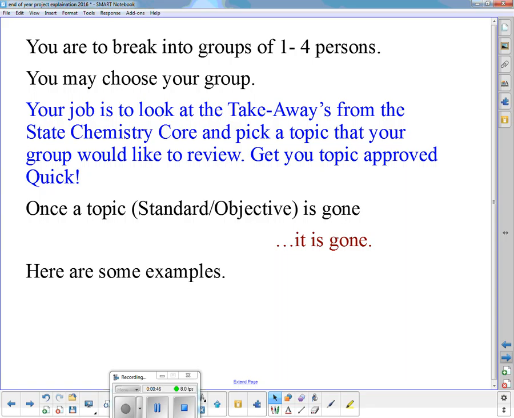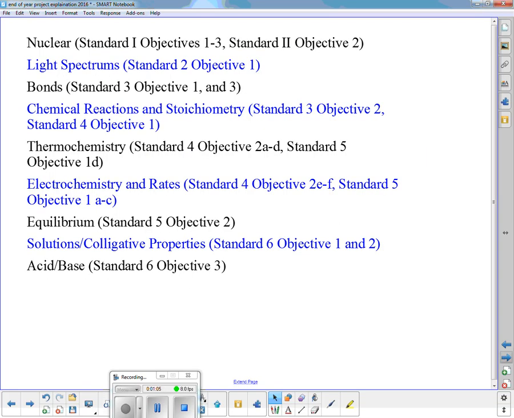You had the packet of takeaways, remember? Core idea 1, 2, 3, whatever. And pick a topic that you'd like to review with the class. Get your topic approved, quick, because once a topic, our standard objective, is gone, it's gone. So some examples I gave you on here, these are not all of them that you could choose from, but there's some, would be, I want to do something with nuclear. That's standard 1, objective 1 to 3, and standard 2, objective 2. Okay? Or maybe I want to do something with thermochemistry. I'd write those down. Okay?